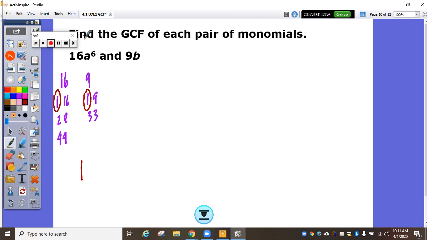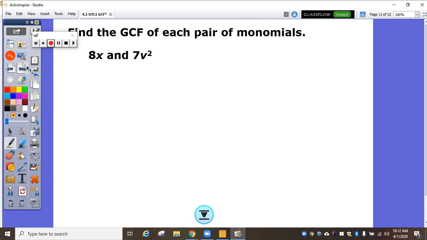Now I have an a to the 6th here, but I have no a on the other term. So therefore, I can't take an a out of both of them. There is no common a. In the second one, I have a b, but I do not have a b in the first one. So I don't have a common b either. So I'm only left with 1 as my common factor for both of these.